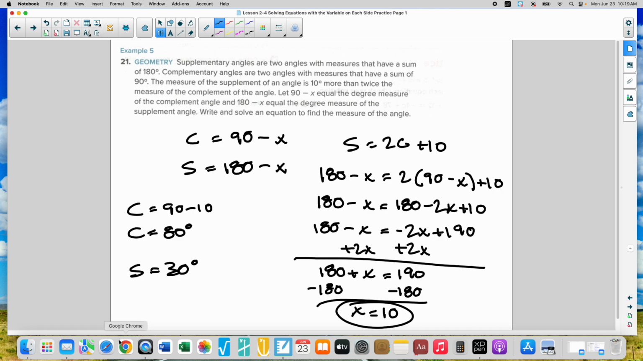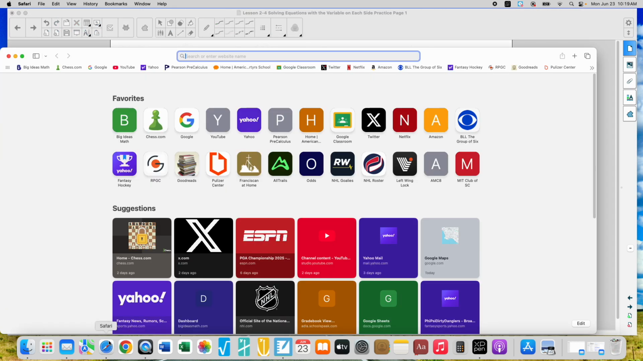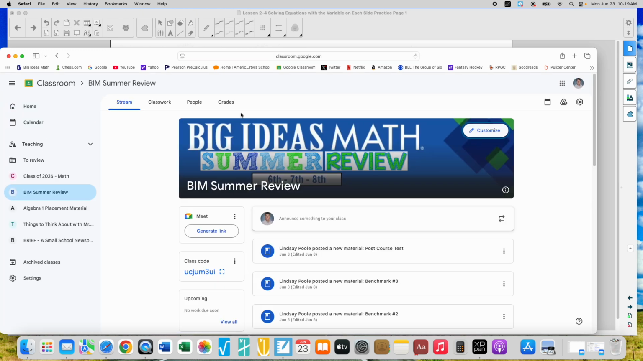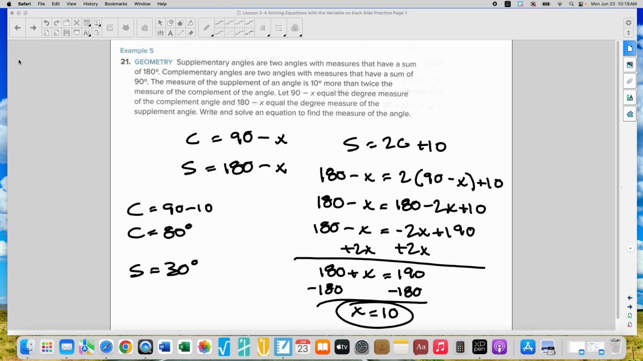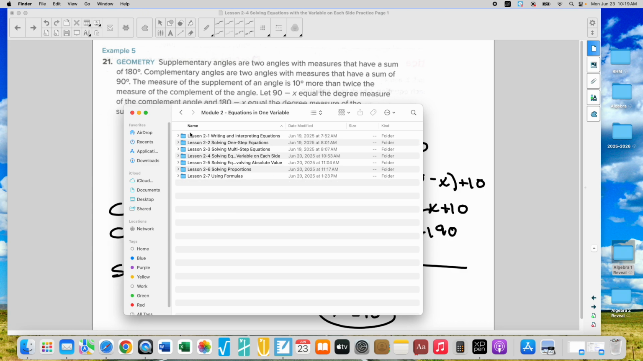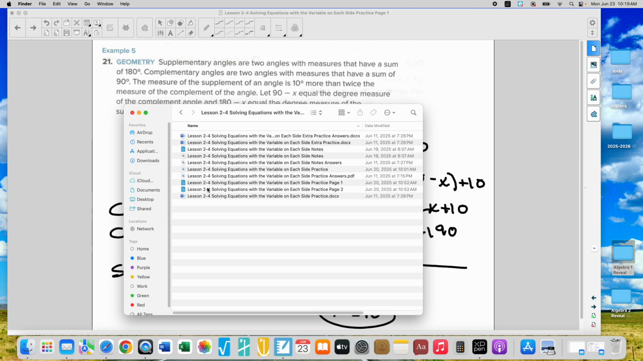Let's check that one. That's 21. Question number 21. Nope, that's not where I want to be going. I don't want to be going there. Silly. I want to go here. Let's look at the practice answers for 21.